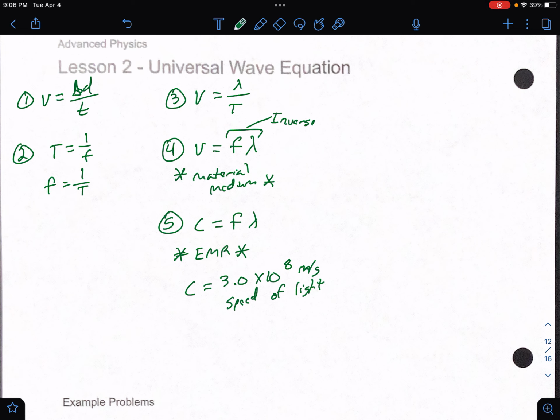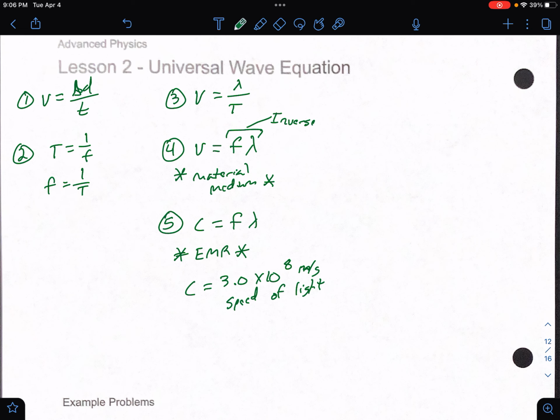Remember, EMR waves are the ones that need no material medium, so they can travel through space. Versus your material mediums, that is something where you need it. Like sound needs air or water or some type of medium.